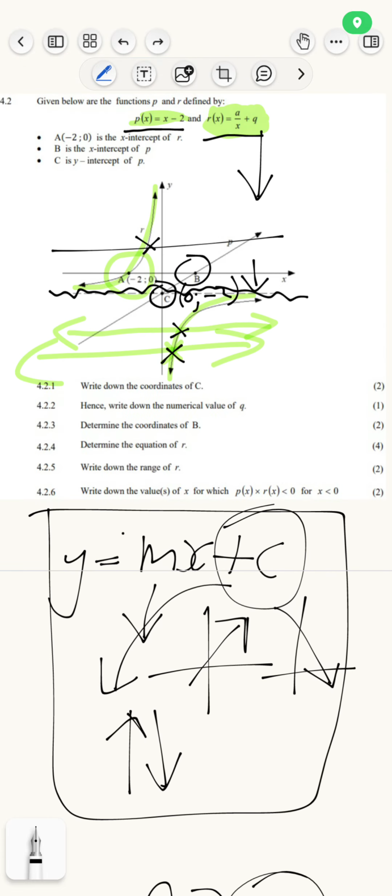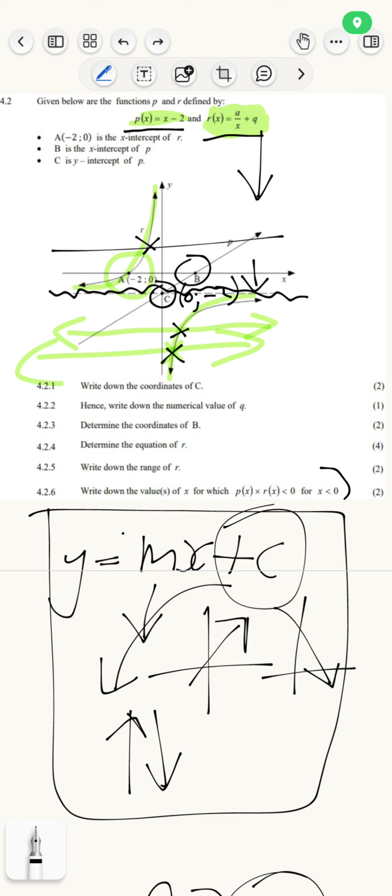One more. Write down the value or values of x for which p times r is smaller than 0. Okay, let's talk about that part first. Or maybe we should talk about the second part first, because it might make the question slightly easier, although it's going to be a bit cluttered because of all of the stuff that we wrote on. Anyway, let's talk about it.